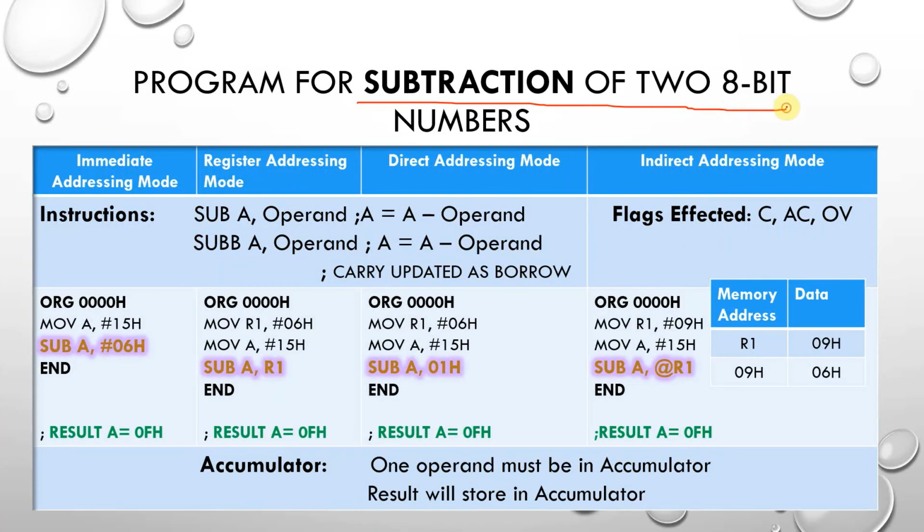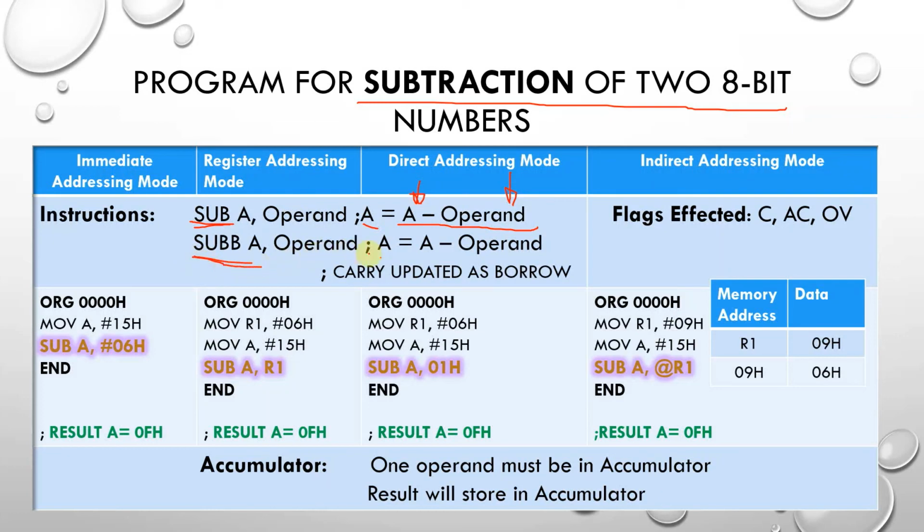The program is subtraction of two 8-bit numbers. The instructions are SUB and SUBB, and the format is SUB A, operand. The operation performed is A equals A minus the operand. That is, the content of the operand will be subtracted from the content of A.